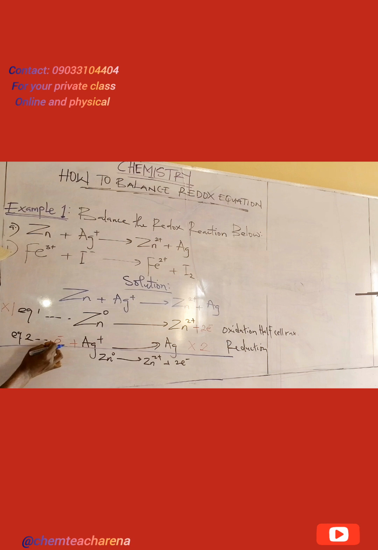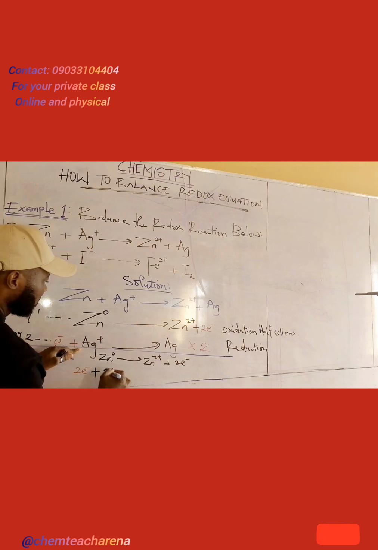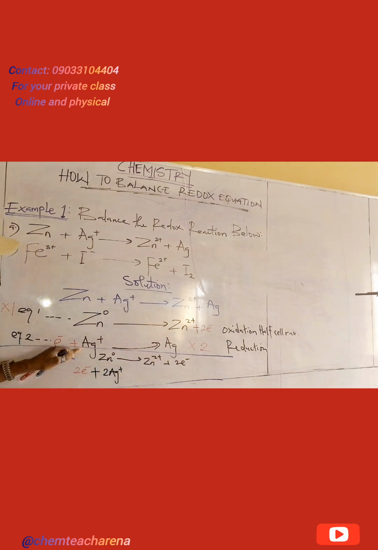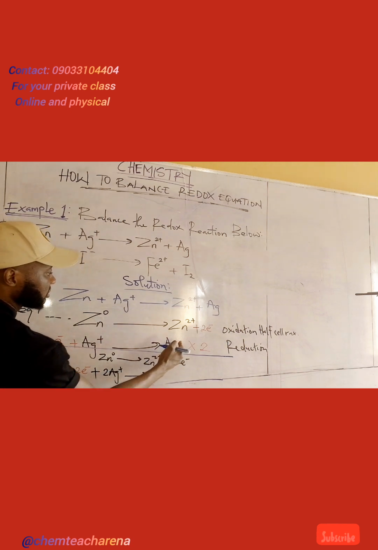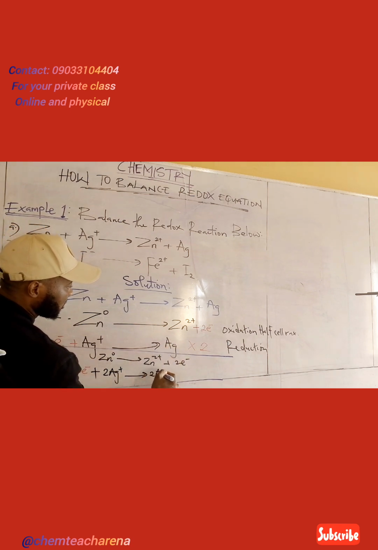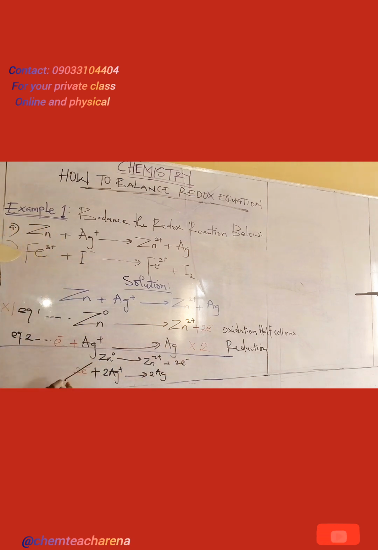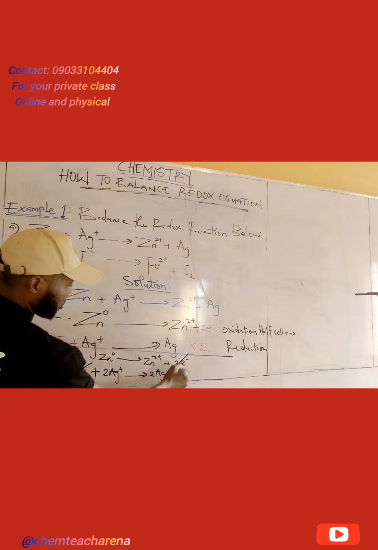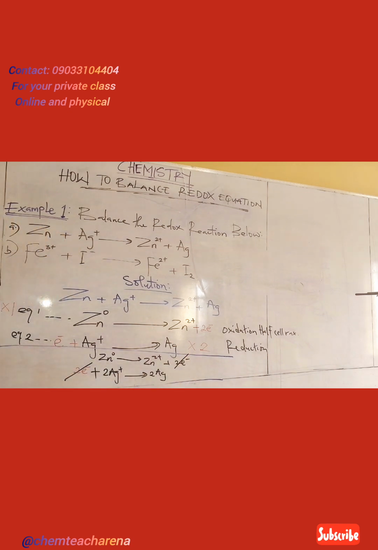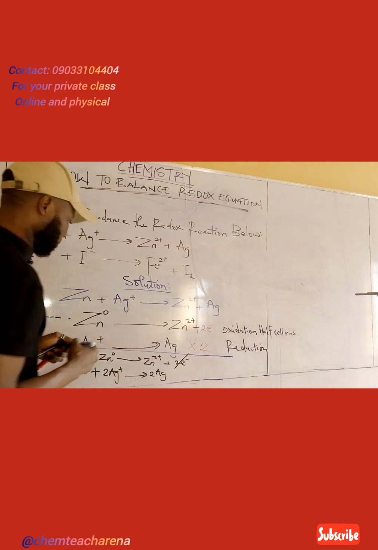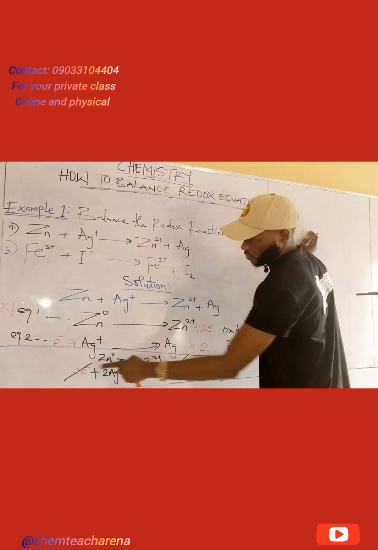2 times this, I will now have 2e minus plus 2Ag plus, we have to give you 2Ag. Then this 2e minus, we now cancel. So I'm done with my work. So what will I have next? These 2 cancel these 2.